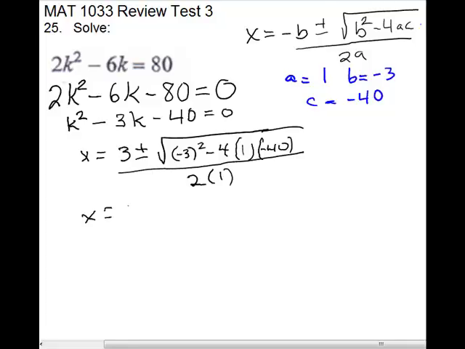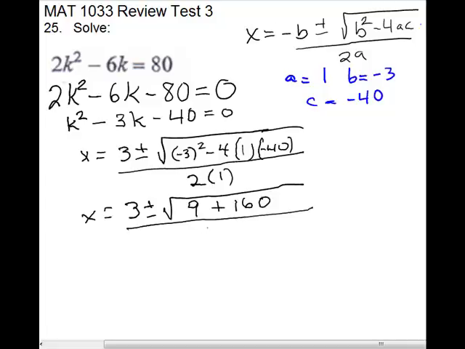We'll simplify. So we have 3 plus or minus 3 squared. -3 squared will give us 9. You have 2 negatives underneath, which will be a positive. And 4 times 40 is 160 over 2. This is going to give us a perfect square under this radical. X equals 3 plus or minus the square root of 169 over 2. Square root of 169 is 13.